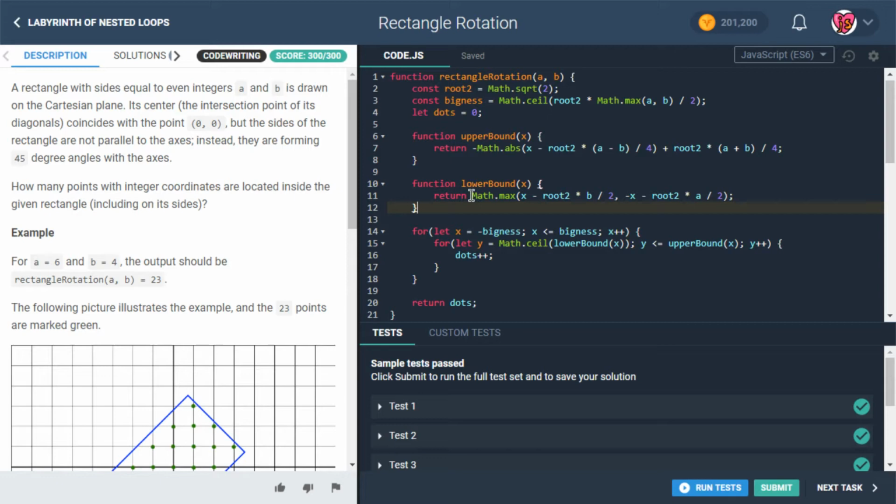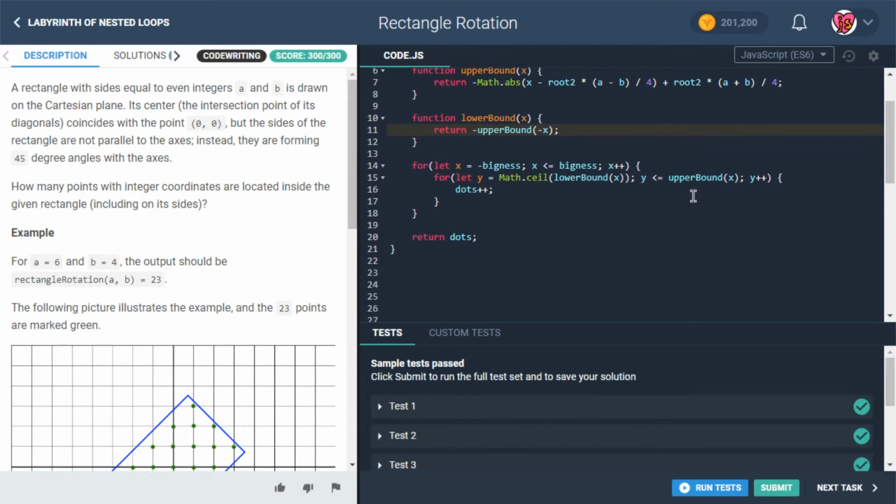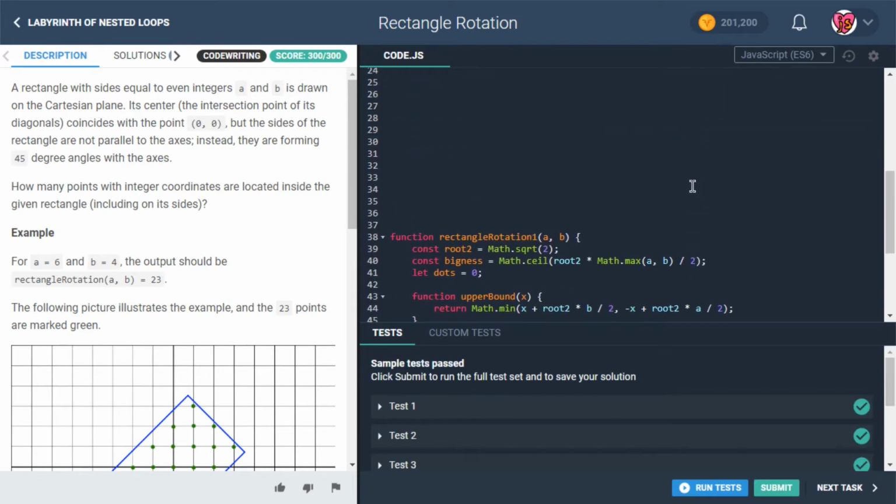Okay, so that works for the upper bound. And then all we're going to do for the lower bound is something like this. We'll say negative upper bound of negative x, and hopefully that works. It works. Okay, cool.